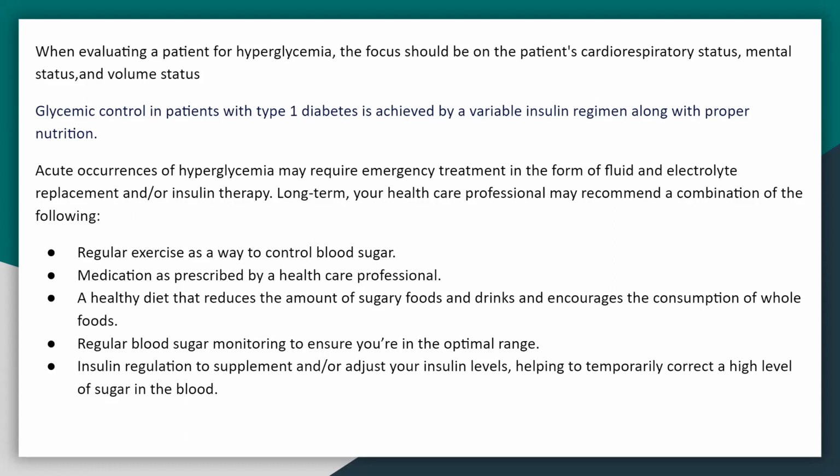Long-term, your healthcare professional may recommend a combination of the following. Regular exercise as a way to control blood sugar. Medication prescribed by the healthcare professional. A healthy diet that reduces the amount of sugary drinks and encourages the consumption of whole foods. Regular blood sugar monitoring to ensure that you're in the optimal range. Insulin regulation to supplement and/or adjust your insulin levels, helping to temporarily correct the high level of sugar in the blood.